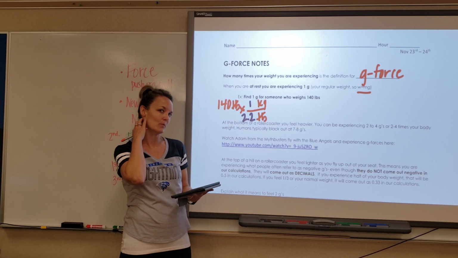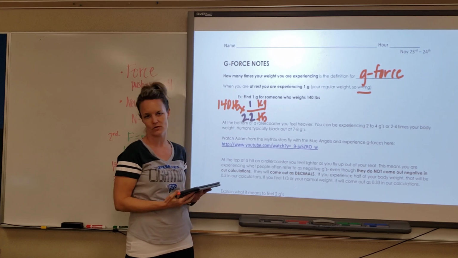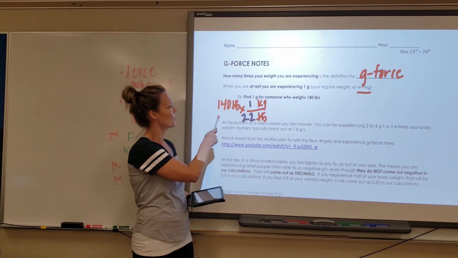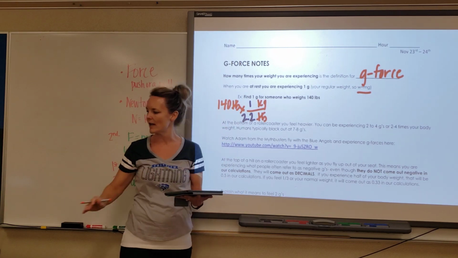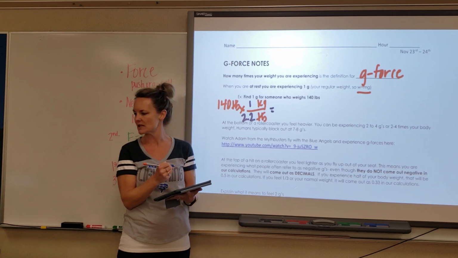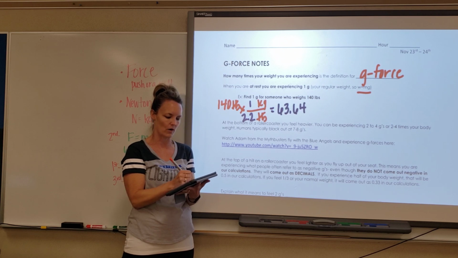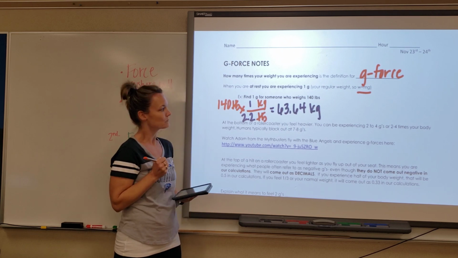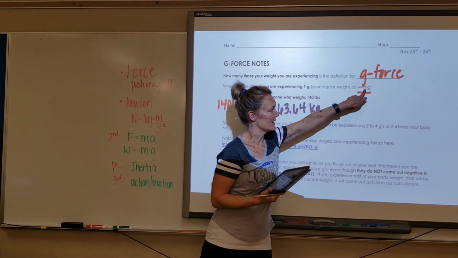If you don't have that memorized from last week, it's on the very top of your pink equation sheet under those conversion factors. In order to find the kilograms, you take 140, you divide it by 2.2, and you can round it differently. I'm just going to go to 2 decimal places. I got 63.64 kilograms.